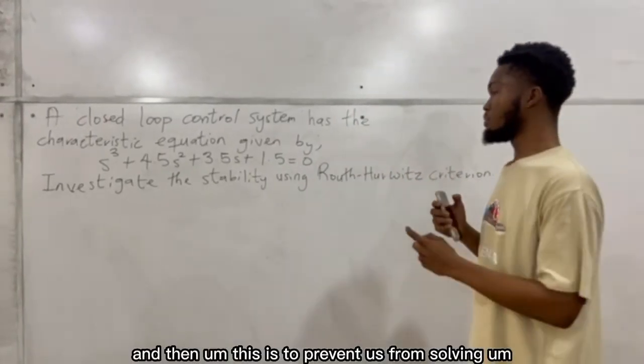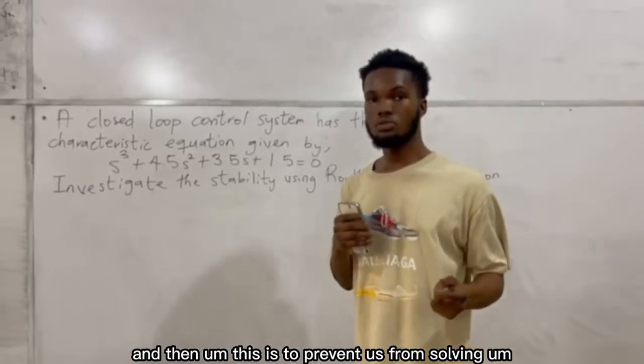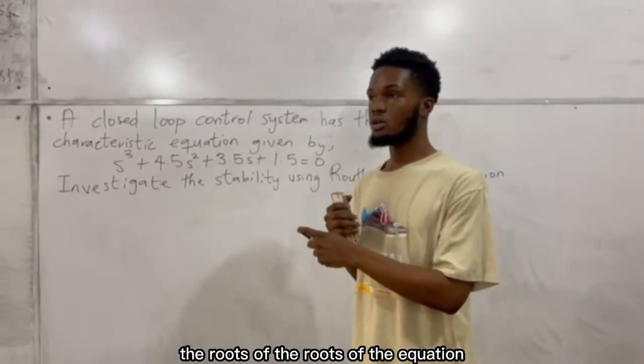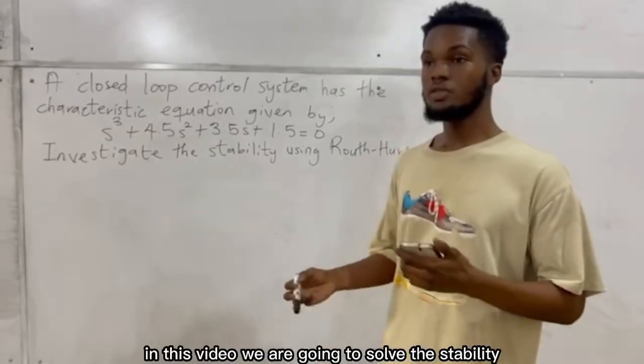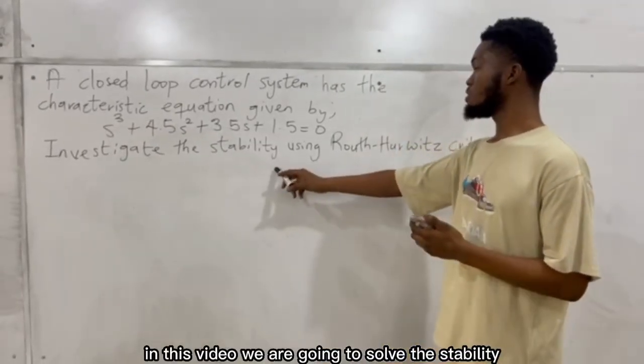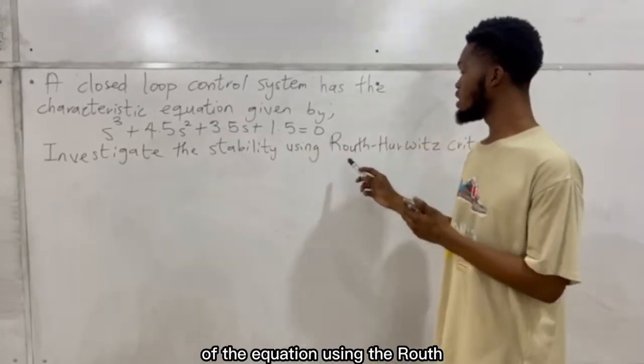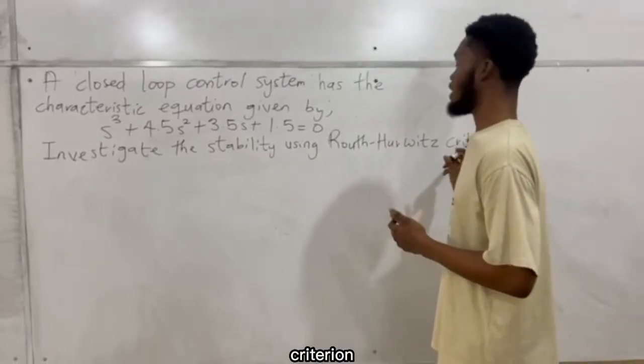This is to prevent us from solving the roots of the equation. In this video, we are going to solve the stability of the equation using the Routh-Hurwitz criterion.